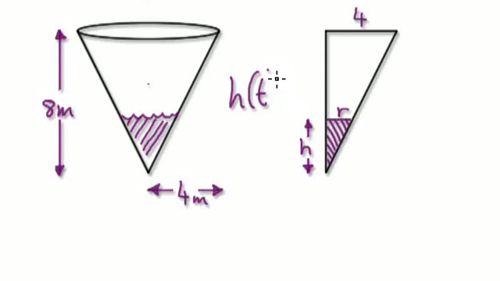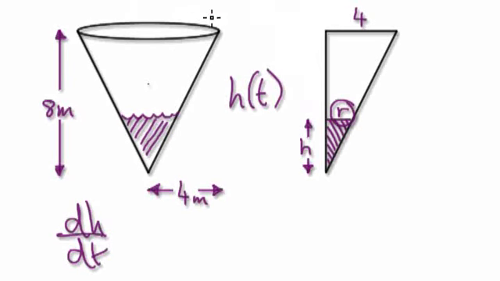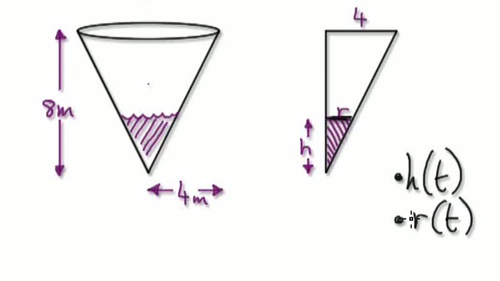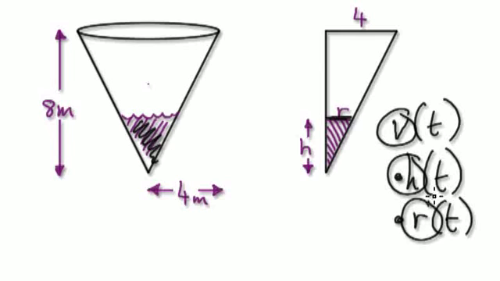So what you've got here is h is a function of time, because ultimately we want dh by dt. So h is the height of the water as it's being filled. R, the radius here, when it's being filled up with water, is also a function of time. And V, the volume of the water here, is also a function of time. So bear this in mind: as time goes on, V is a function of time, h is a function of time, R is also a function of time.